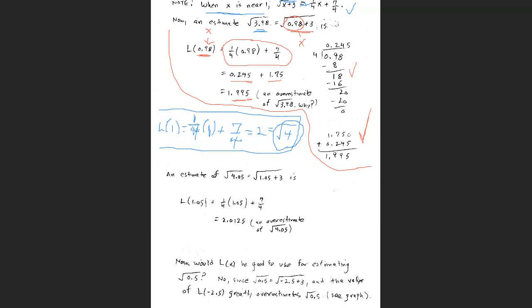We don't. So the point is, we found an approximation to the square root of 3.98, using our linearization. Linearization is telling us that the square root of 3.98 is 1.995. Now in your calculator, try putting in the square root of 3.98 and see what the calculator gives you.